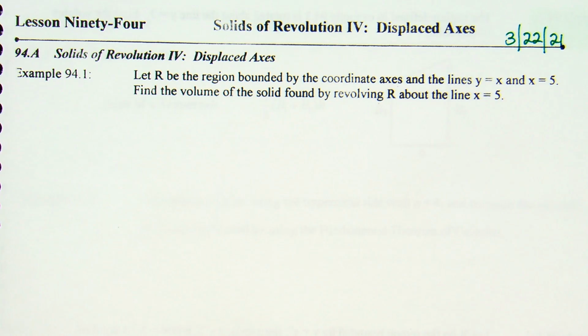So Solids of Revolution part 1 would have been disk. I know, I was trying to remember which order they came in, the disk method. Then the second one was the washer method, where you ended up with a hole in the middle once you revolve it, right? 3 was the shell method, which is not calc AB, so we skipped it. And so 4 is displaced axes.